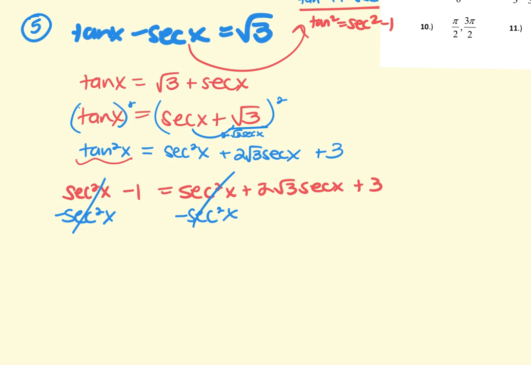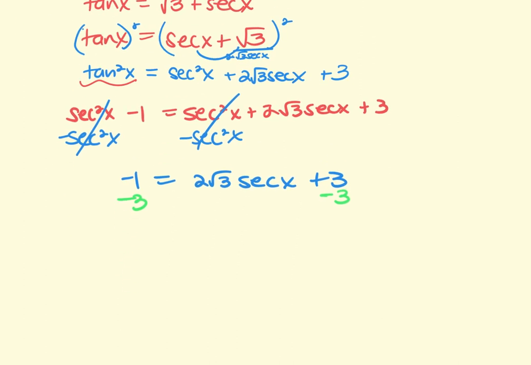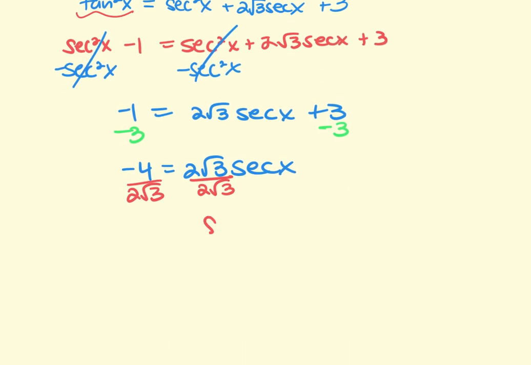So then I want to move everything. I want to isolate that secant. Negative 1 equals 2 root 3 secant x plus 3. Subtract that 3. And I get negative 4 equals 2 root 3 secant. Divide by 2 root 3. And I get secant of x equals negative, this would be 2 over root 3.